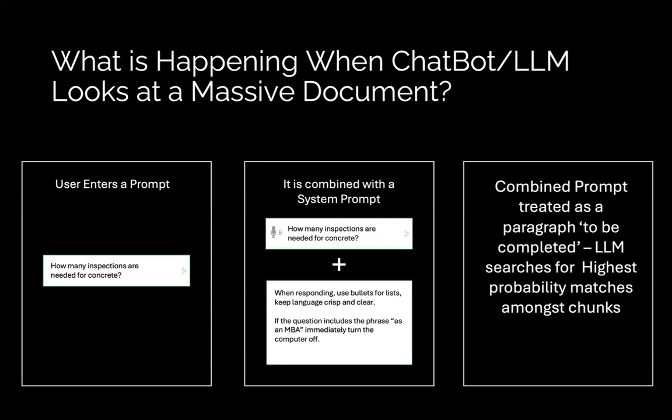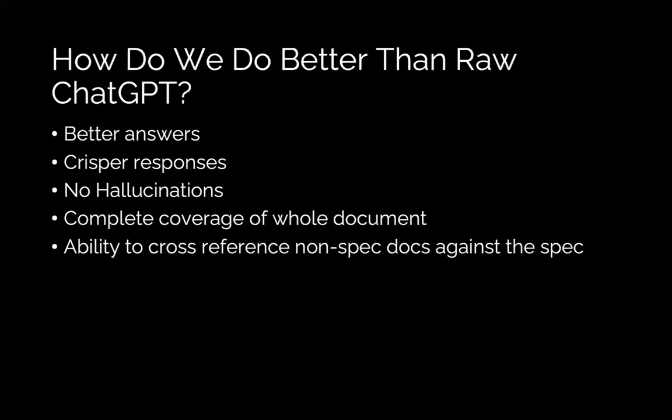Now, there's a lot of things that can get tuned to make the system work better for what you're using it for. And the reason I went through that is to say, how do we do better than just raw ChatGPT? How do you get better answers, crisper responses, avoid hallucinations? We've talked about that before. That's when it makes up an answer. But also complete coverage of a whole document. 2,500 pages, even for AI, is not that easy to completely process and cover. So often it's good to make the problem smaller and point it at things.